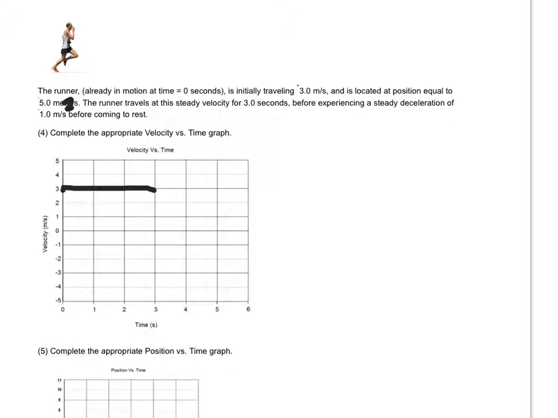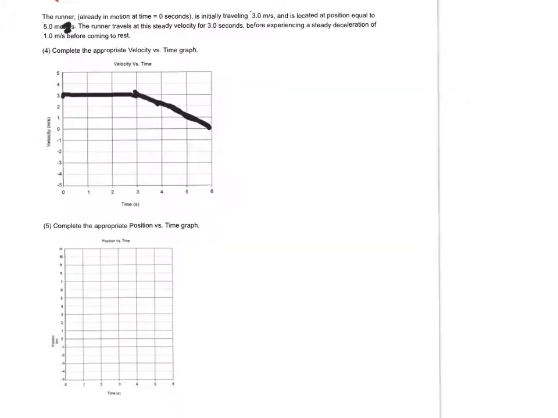Keeping that steady rate of velocity before experiencing a steady deceleration at a rate of negative 1 meter per second. So that just means that we have a line with a slope of negative 1 over 1, which is easy to draw. Alright, so there's our velocity versus time graph.